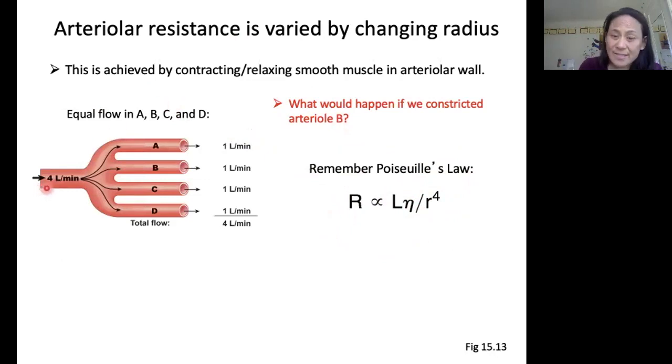Let's take a look at this example here. We have 4 liters per minute coming in to these 4 arterioles, A, B, C, and D. Right now, they all have the same resistance. Therefore, each arteriole is getting 1 liter per minute going through it. But what do you think is going to happen if we constrict arteriole B? Take a moment to think about that. Pause if you need to.